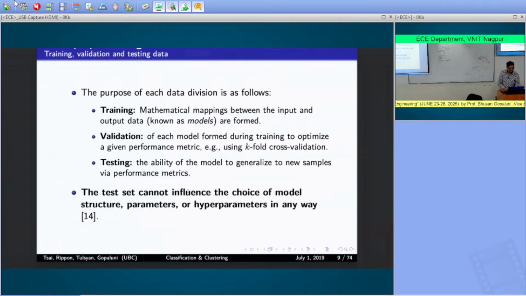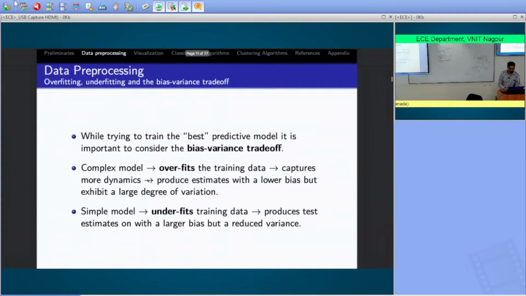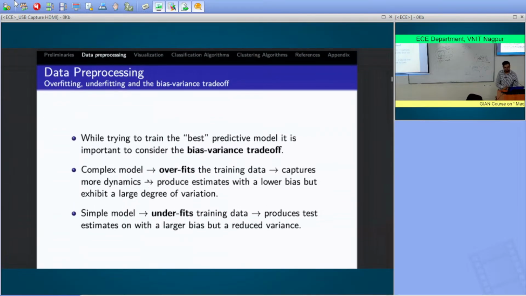Okay, so I think this slide explains the picture over there. Training is about the mathematical mapping between input and output, known as models. Validation of each model formed during training is to optimize a given performance metric, for example, using k-fold cross-validation. I'll talk about that in a bit. Testing is the ability of the model to generalize to new samples via performance metrics. The test set, you have to be very careful that it does not influence the choice of model structure, parameters, or hyperparameters in any way.